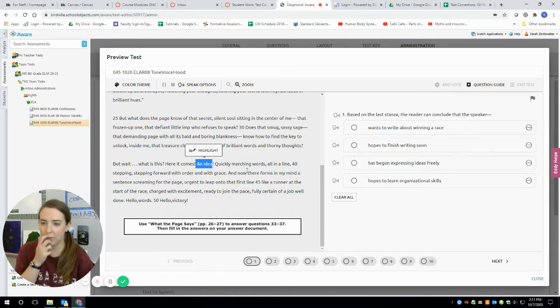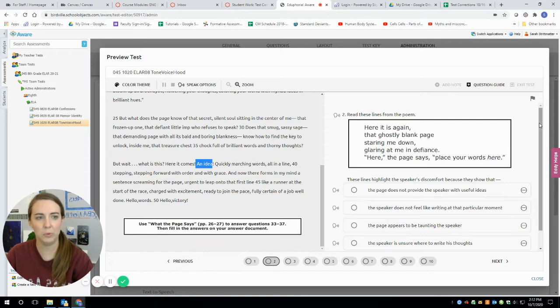Here we go for your test correction. Number 1, the best answer is C because after struggling with the beginning of the poem, the writer begins to freely express ideas. If you need to hear that again, you can always click the back button. Let's go on to the next most missed question.